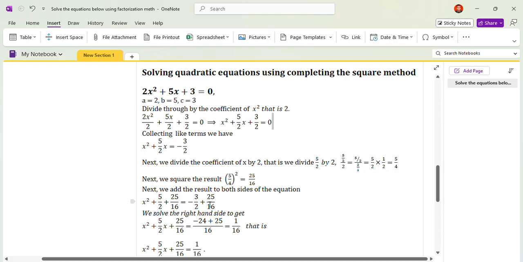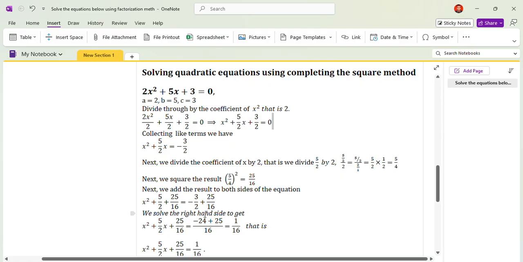So we add the 25 over 16 to it. So we have this. Now we solve the right hand side, the addition of two fractions: minus 3 over 2 plus 25 over 4. So what are we going to have? We have the LCM, which will be 16. That's what we have here.